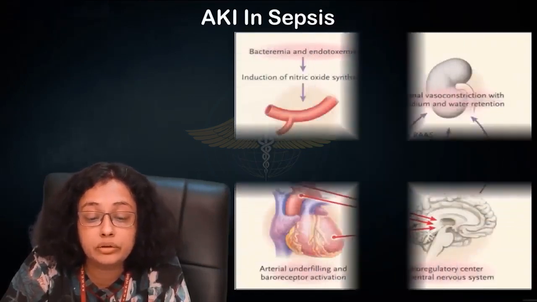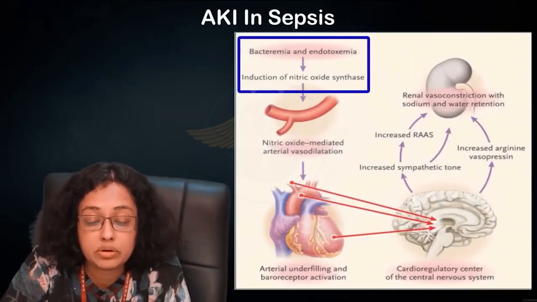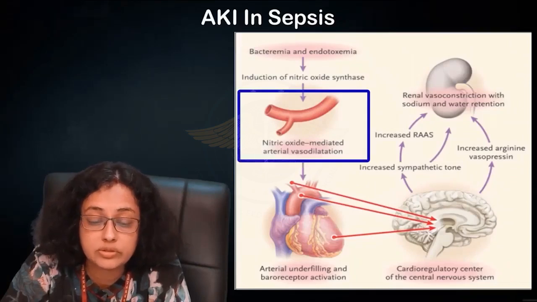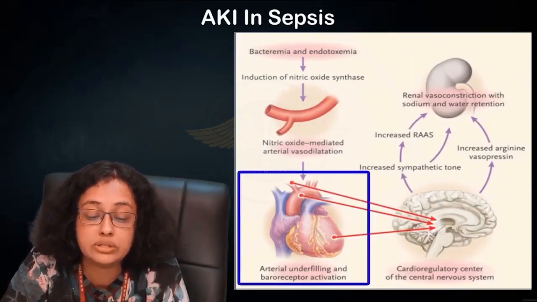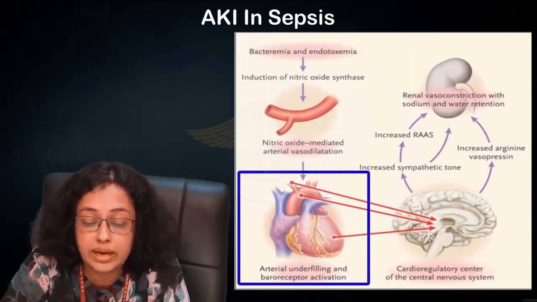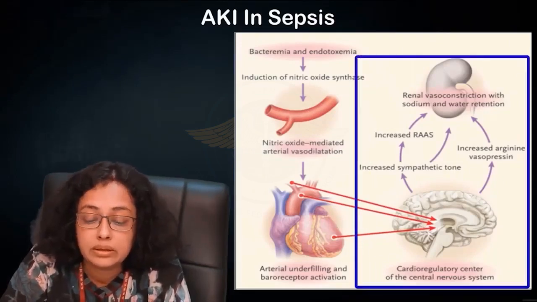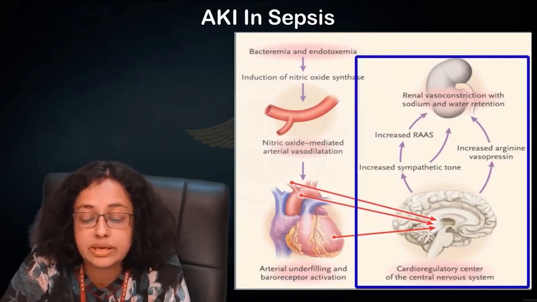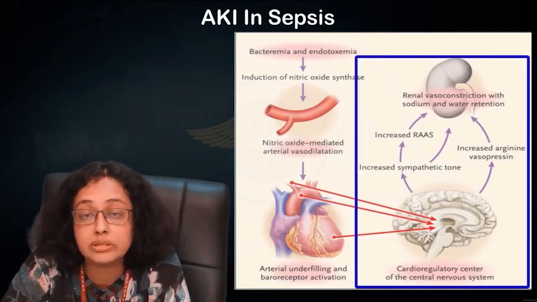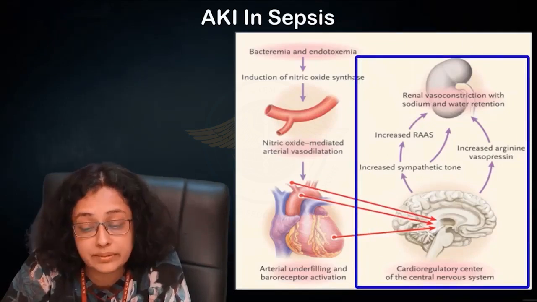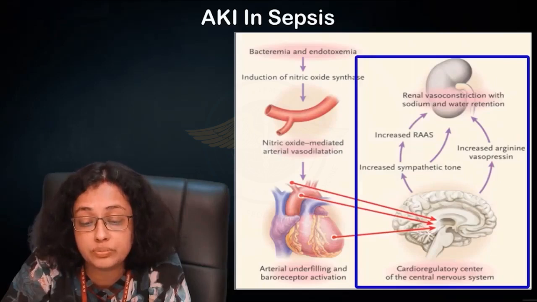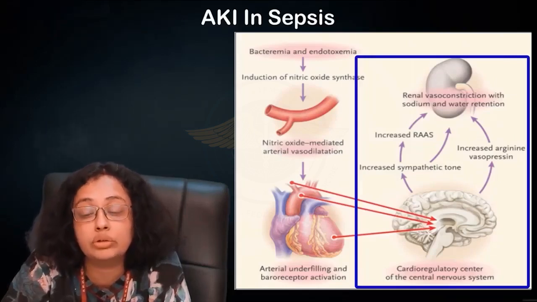The bacteremia and endotoxemia with increased nitric oxide cause arterial vasodilatation, as we saw earlier. This has multiple connotations. It acts on the heart, causing arterial underfilling and baroreceptor activation. The cardio-regulatory center of the CNS is activated. There is increased sympathetic tone, causing activation of the renin-angiotensin system, and there is increase in arginine vasopressin. All these factors cause renal vasoconstriction with sodium and water retention.